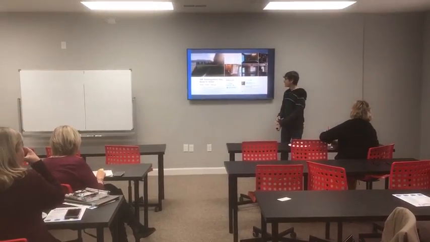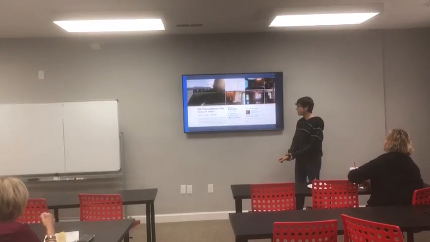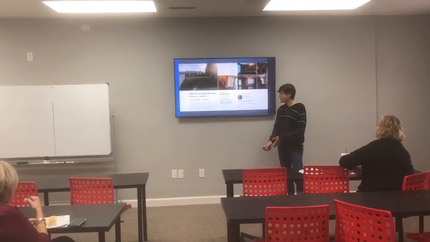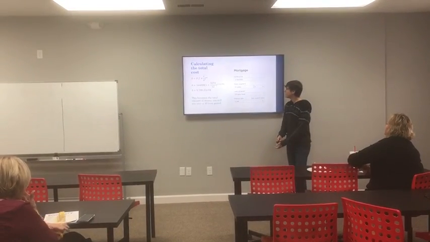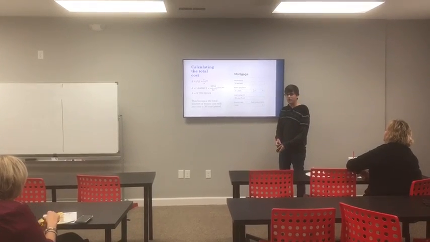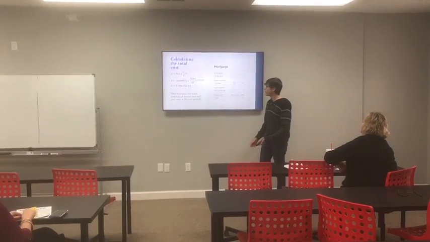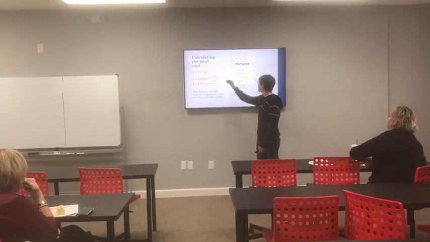So I'm going to be using this as my example. This is a house listing I found on Zillow.com. It's $169,000 and it's a 3-bed, 2-bath house. So, if we were to try to find the total cost it would take to buy this house over 30 years, we would use our formula and we would substitute in our numbers here.